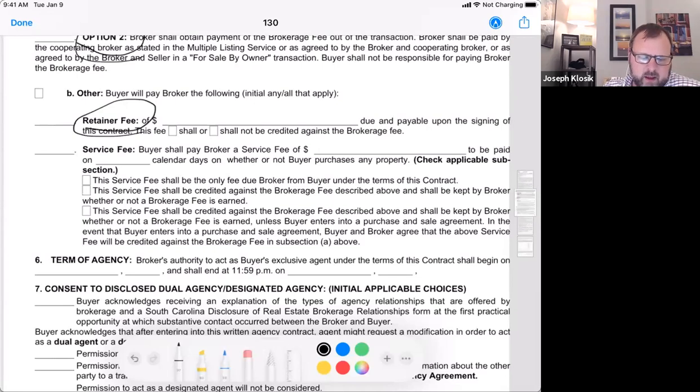Some people do that. And then the service fee: the buyer shall pay a broker a service fee of X amount. Again, it's an amount that's due regardless of whether or not there's a brokerage fee. They would pay from there. Any questions?